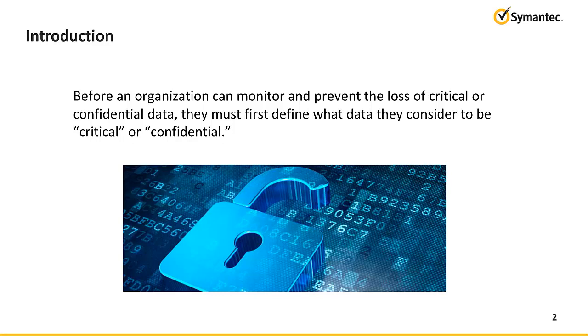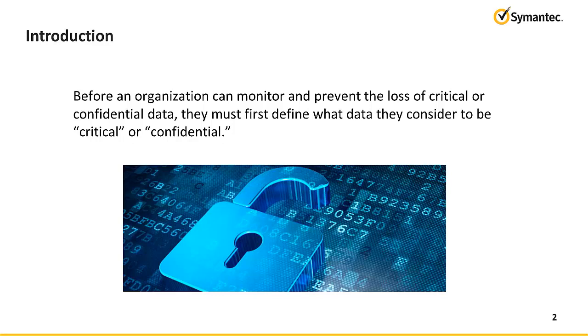Before an organization can monitor and prevent the loss of critical or confidential data, they must first define what data they consider to be critical or confidential. This requires the DLP program administrator to work with data owners to identify data accurately and comprehensively. After this definition has been established and specific examples of data have been identified, the organization can configure the DLP product to recognize critical and confidential data wherever it exists on the network.